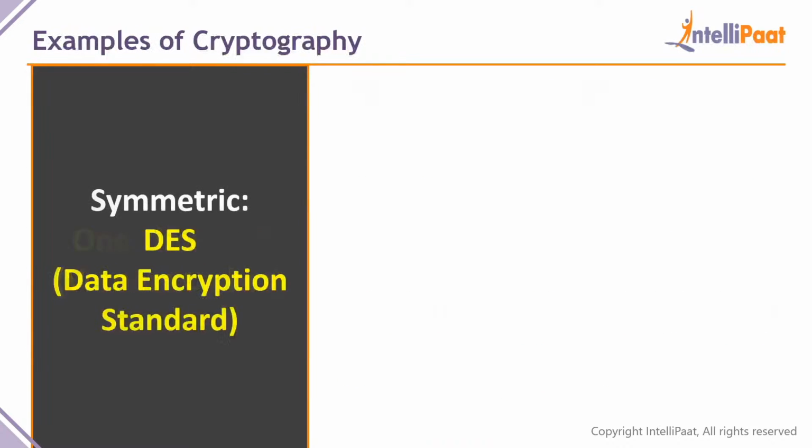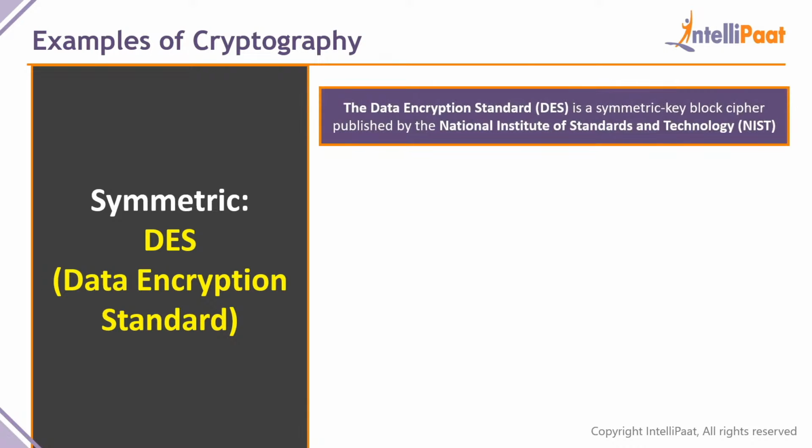Now moving on, we have symmetric algorithms. An example of a symmetric or a private key algorithm would be Data Encryption Standard, or DES. Now, this is also used today. There are very few weaknesses attached to it, like weak keys and whatnot, but this is an encryption technique that is widely used today as well. So, it is a symmetric key block cipher published by the National Institute of Standards and Technology, the NIST. So, let us look at how this works.